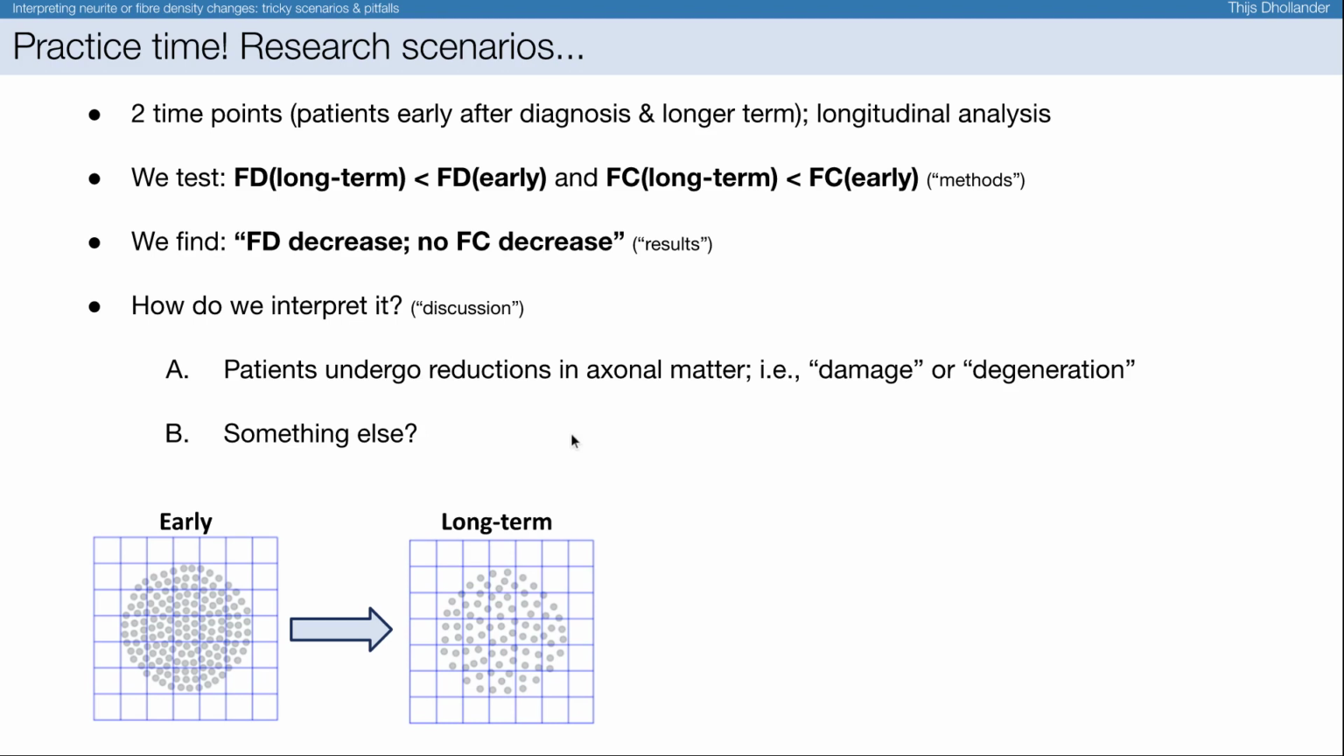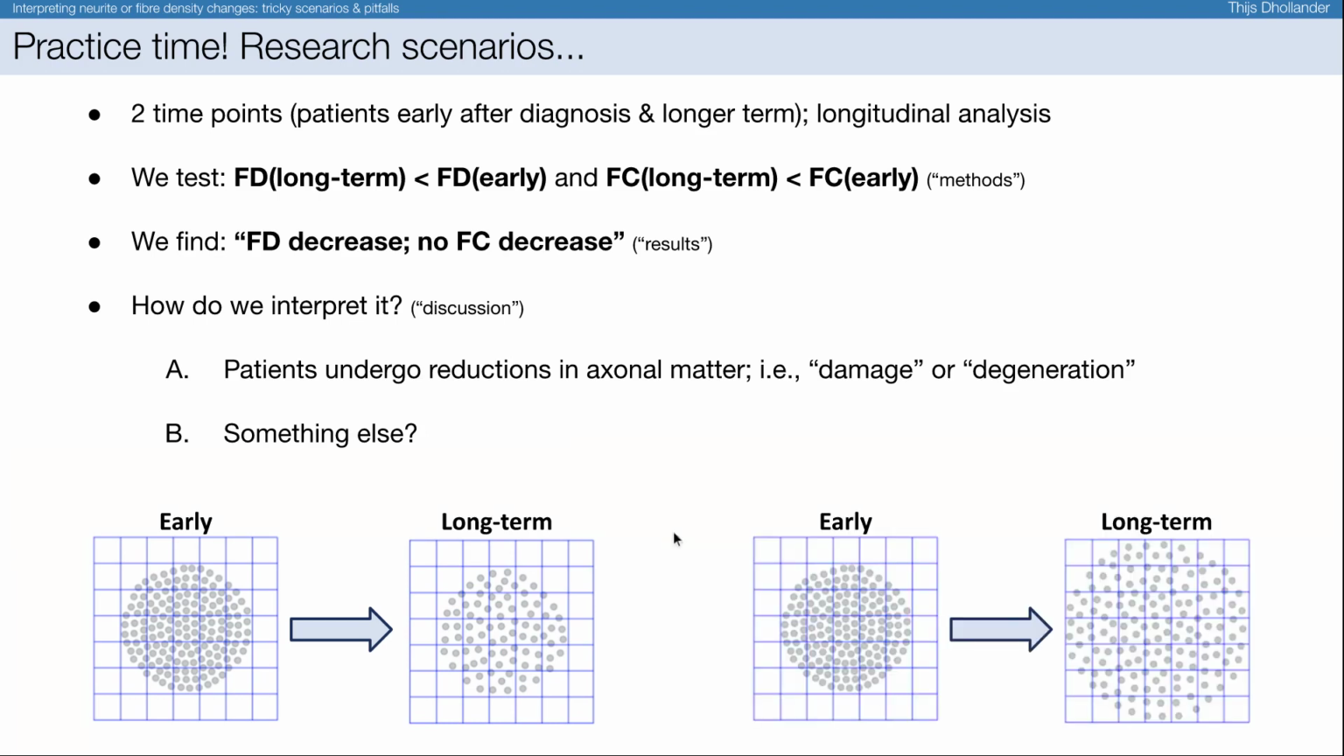Well, I'll give you this scenario. In this scenario, indeed, the fiber density is from here to there decreased. And we checked whether the FC was decreased, and we found no FC decrease. Is the FC not decreased? Indeed, the FC is not decreased. It is increased, and we had not checked that there. But the FC has increased. How does this make sense?